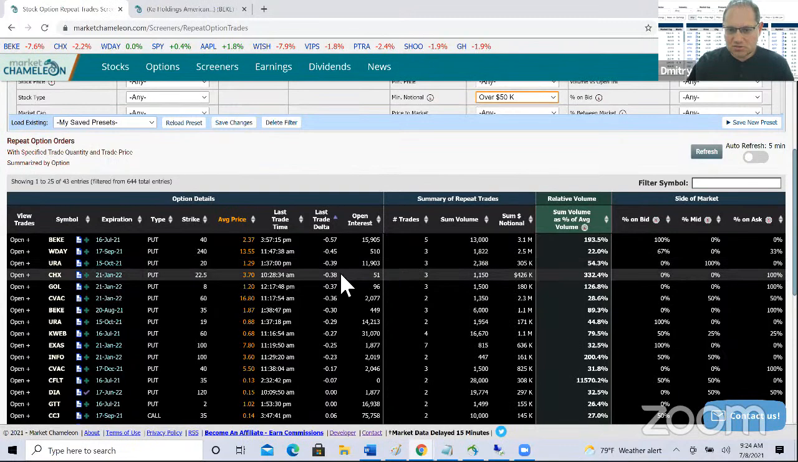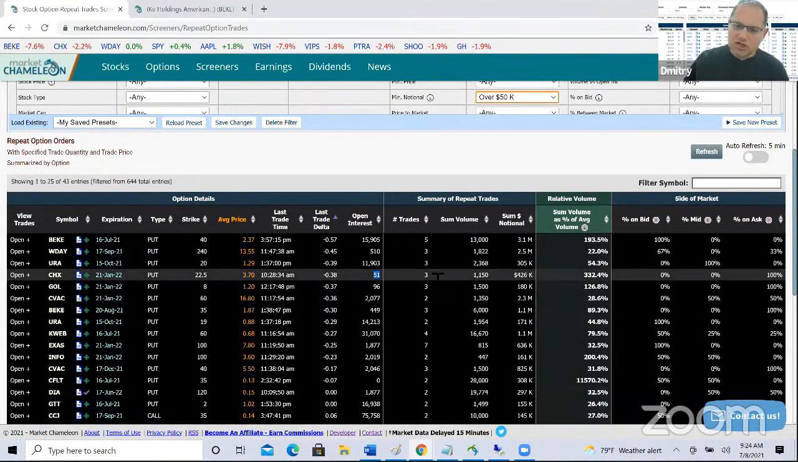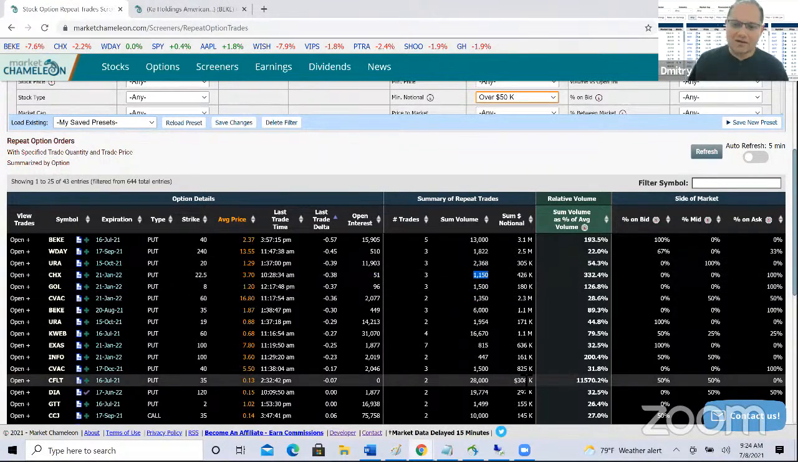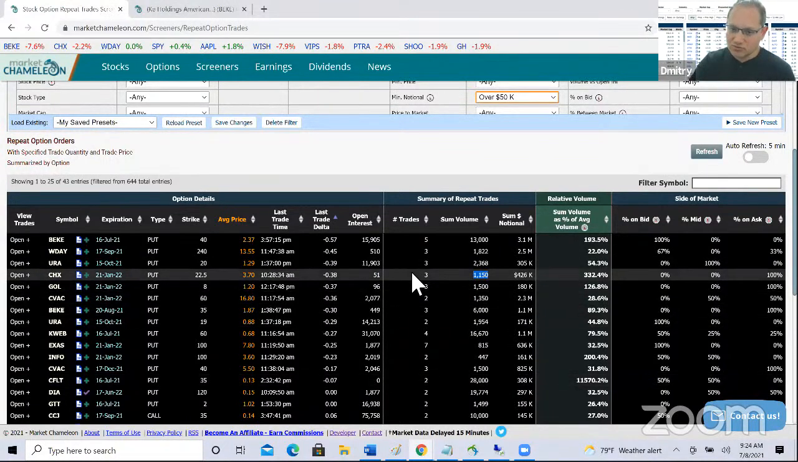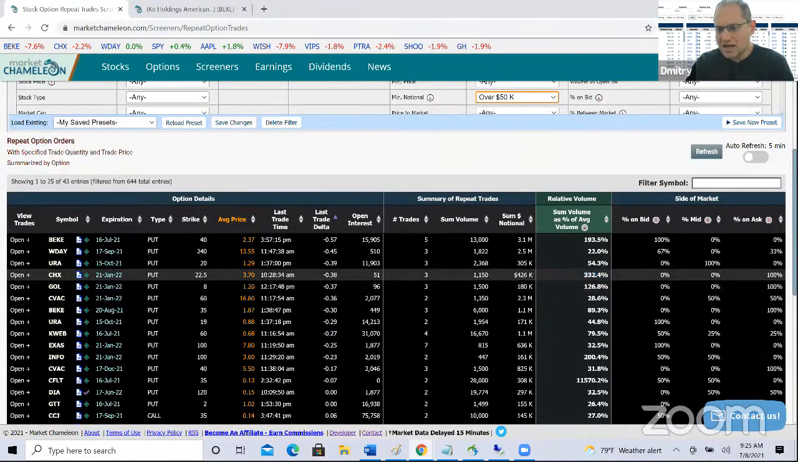So this CHX, I'm just looking through with my eyes. It stands out because the open interest at the beginning of the day was very small, 51 contracts. So there were 3 large trades of 50,000 or more on this contract. The total volume added up to 1,150 contracts for these 3 trades for a total of $426,000. And that's 3 times the average daily option volume for this stock that happened just on this one contract. So that's kind of significant. And all these happened on the ask side.